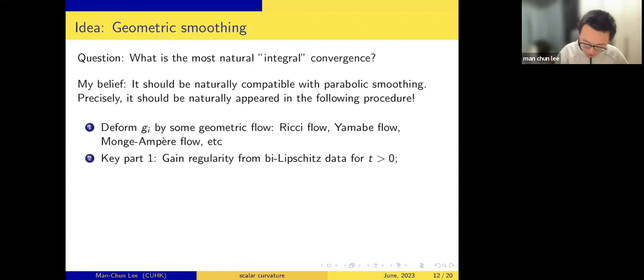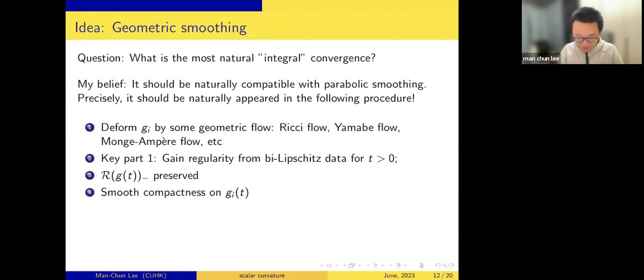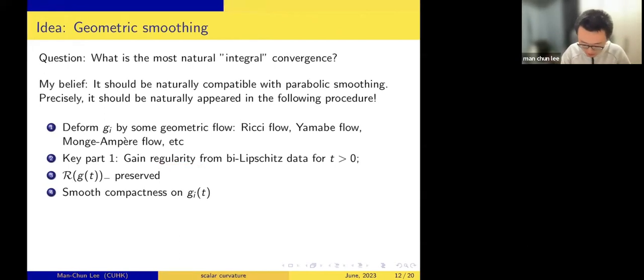So that's why I like thinking about the question based on this assumption. Then the problem reduces back to getting some regularity from this biLipschitz data, for positive time. And of course, you need to preserve the scalar curvature lower bound along any flow you like, any geometric regularization you like. Otherwise you are not using the correct smoothing. And then once you get the regularity, you can get compactness.